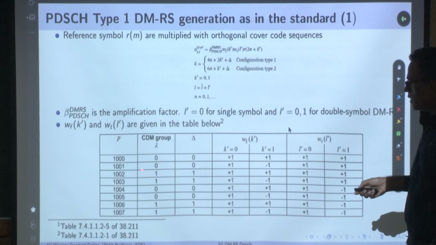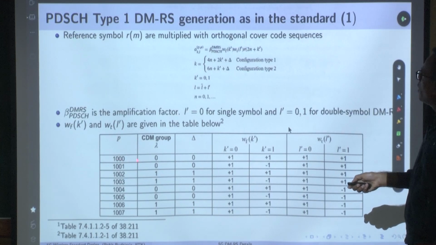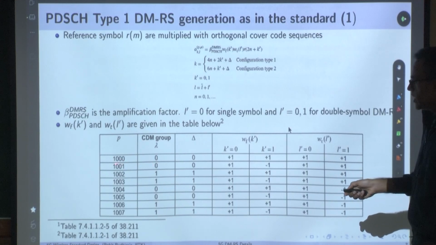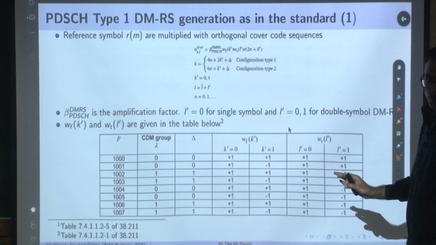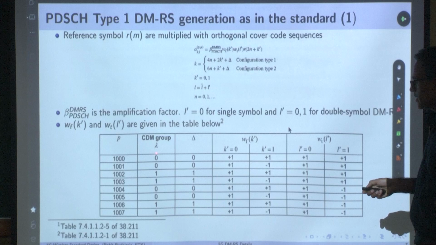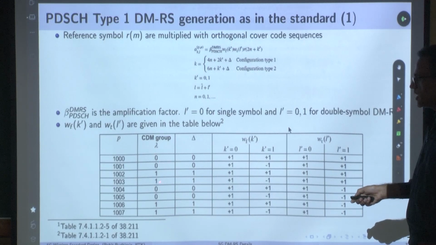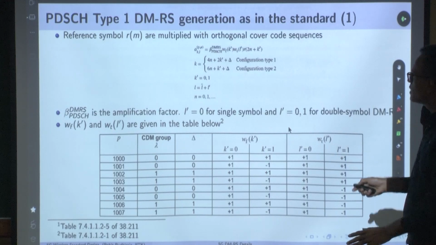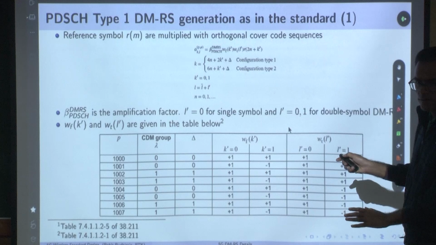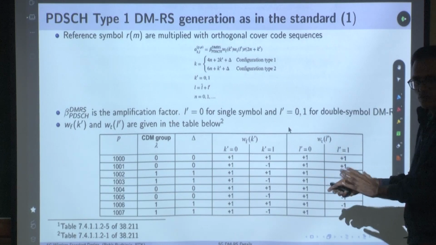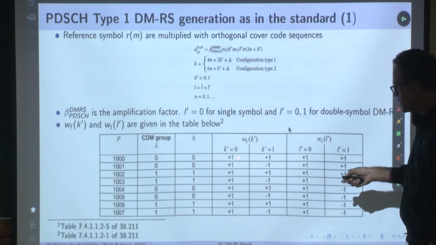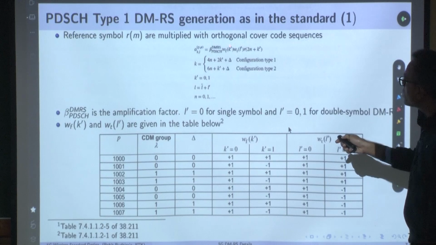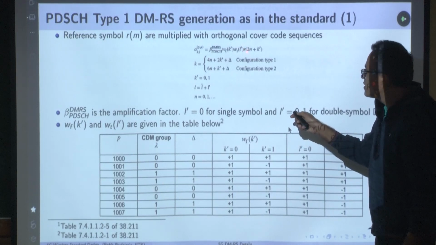So this is for type 1. What is happening over here? How many maximum ports? 8 ports. And how many groups? CDM group 0, CDM group 1, CDM group 0, CDM group 1. This delta is an offset which is coming over here, and I'll tell you how each one of that is used. These are the codes, +1, +1, +1, -1.